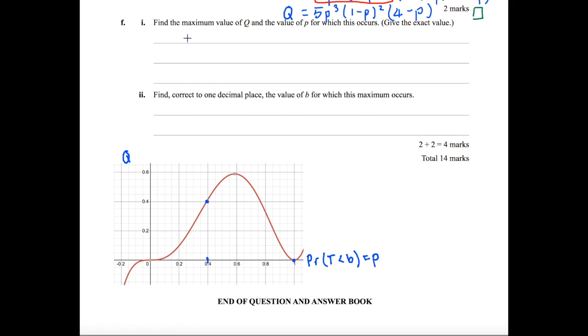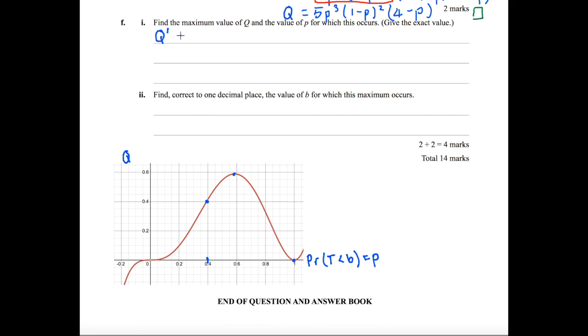So I think that's very confusing, but you can sort of get away with this question without even really understanding what you're doing, as long as you know that P is a function of Q. Find the maximum value of Q. So we're asked to find this point here, and a value for which this occurs. Well, hopefully you realize you just have to differentiate.